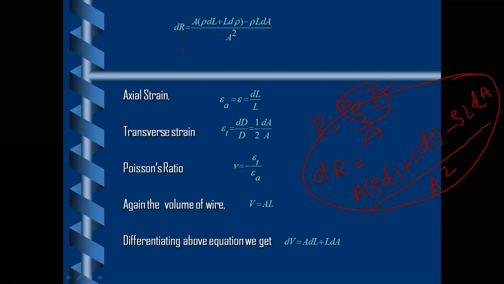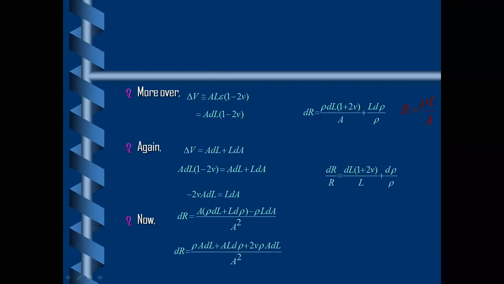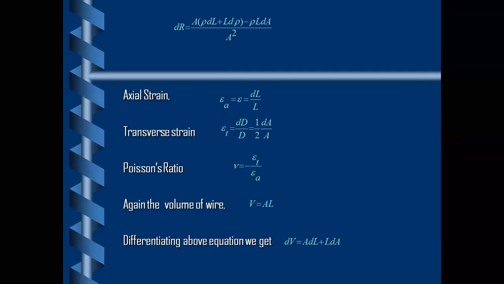So this part is derived based upon our previous equation, that is R is equal to rho L by A. This is the resultant output of differentiation.